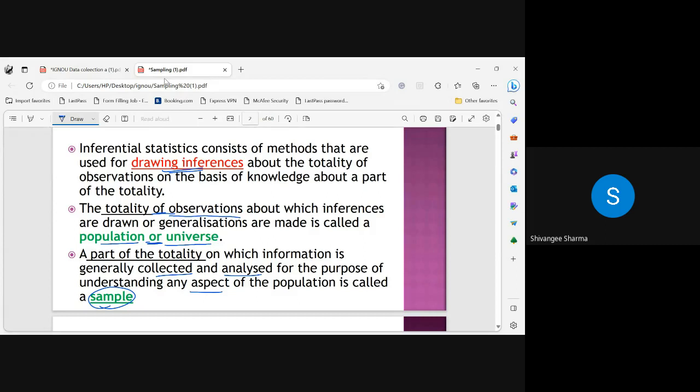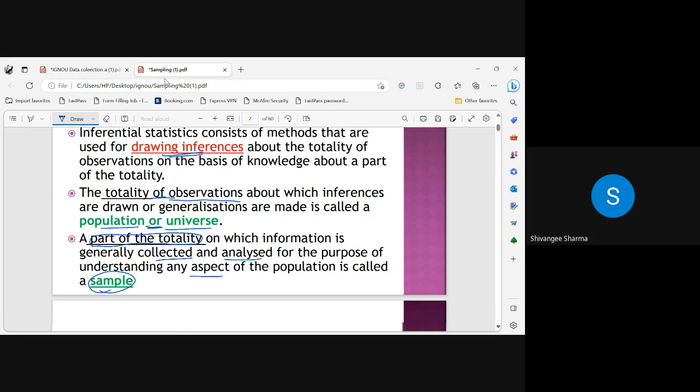So what is a sample? It is part of the totality or part of the universe on which you perform your actual study, and then you generalize that to the entire population. Okay, so this is what a sample is. It is the part of the universe only.